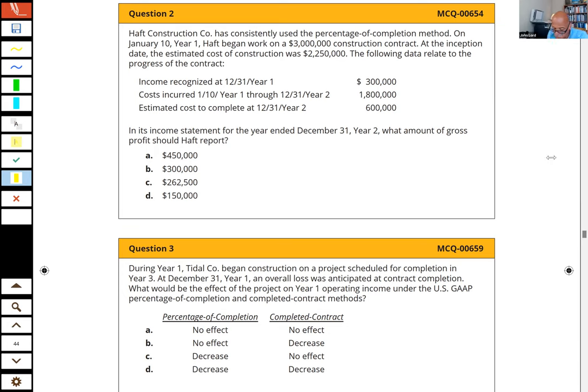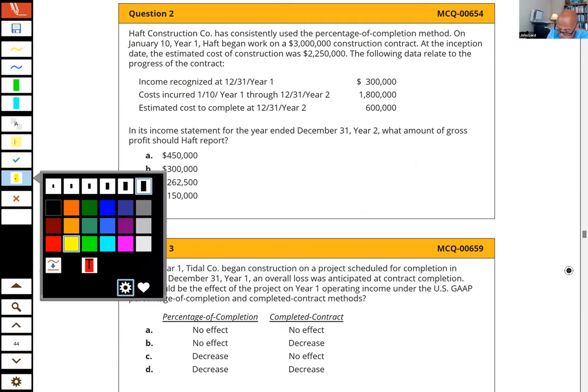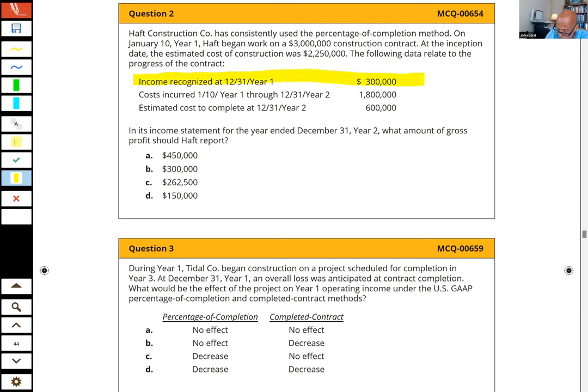So we have this construction company. They use the percentage of completion method. On January 1st, year one, they begin work on a $3 million construction contract. At the inception date, the estimated cost of the contract was $2,250,000. The following data relate to the progress of the contract: they took some income in year one, and they incurred costs through year two of $1.8 million, and the estimated cost to complete the contract is $600,000. They want the year two amount of gross profit.